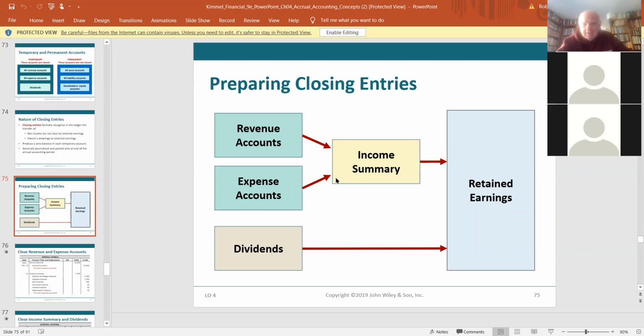At that point, the income summary equals what? Our net income, right? Because we brought the revenue and expenses in. Now we simply zero out the income summary into retained earnings. Dividends, we automatically bring over directly to retained earnings.